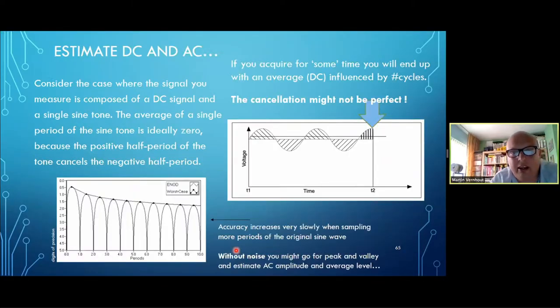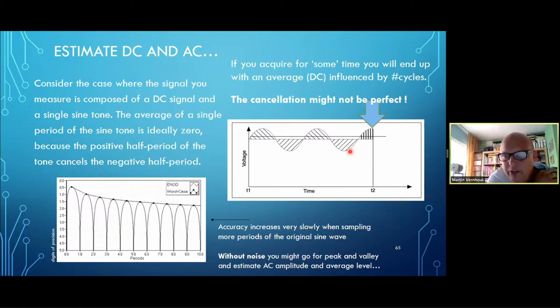Estimating AC and DC signals. Very simple example, still something to learn here. Let's say we have a signal in the real world, which is a DC level plus some AC variation. Right now, it's nicely shaped as a sine wave. That's the most ideal case, of course.